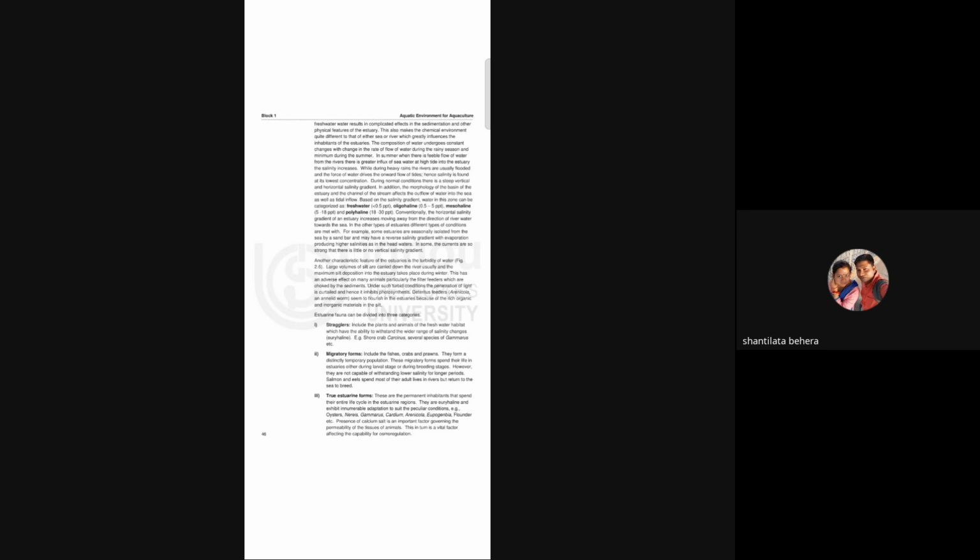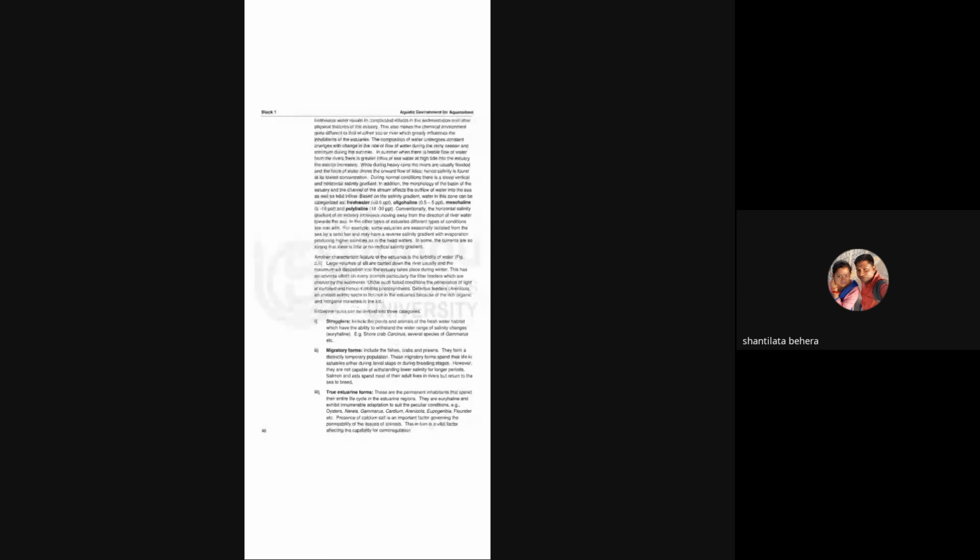so these are the plants and animals that are the permanent inhabitants of that particular estuary. So they are the permanent residents of the estuary. So three types of plants and animals are found in the estuary area. Next is mangrove.